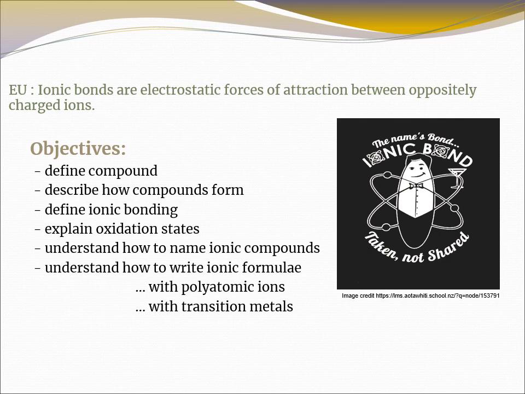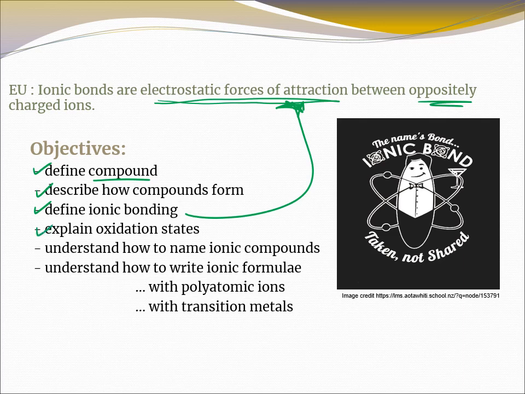Remember that ionic bonds are those electrostatic forces of attraction. We have stickiness because these ions have opposite charges. They stick together in those lattice structures. Our objectives were to define compound, elements bound together in chemical bonds in fixed ratios. We talked about how compounds form. Electrons can either be shared or transferred. We defined ionic bonding. It's that definition right there. Oxidation states come from gaining or losing electrons to get to that octet rule.